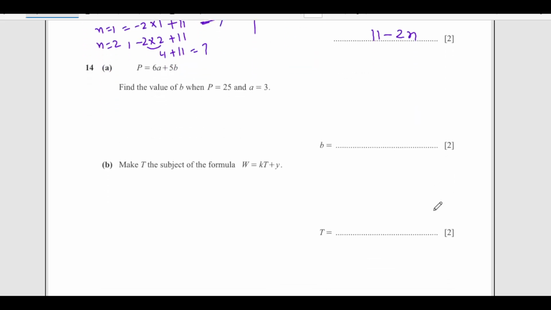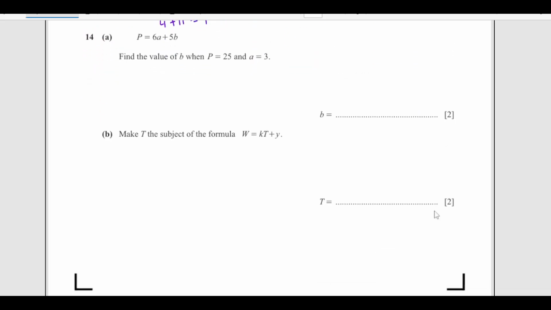Now, number 14, part A. P is 6A plus 5B. Find the value of B when P is 25 and A is 3. So, we are given P is 6A, with A now 3, plus 5B. We are finding the value of B, so we just write B like that, and P we are given as 25. So, this is 18 plus 5B, right.